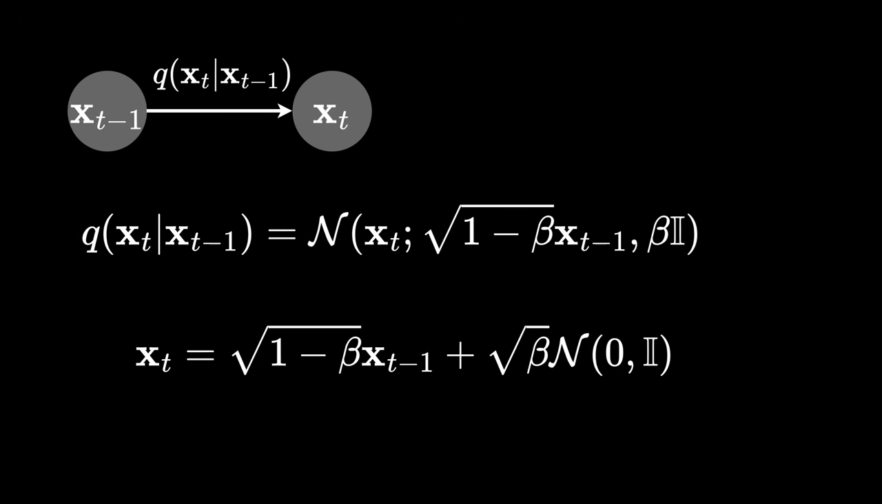And so, this equation is not really intuitive, or mathematically not easy to handle. As a result, using the reparameterization trick, we define this equation. This equation is essentially the same. So we take xt minus 1, the previously sampled point, we scale it by the square root of 1 minus beta, and we add Gaussian noise.